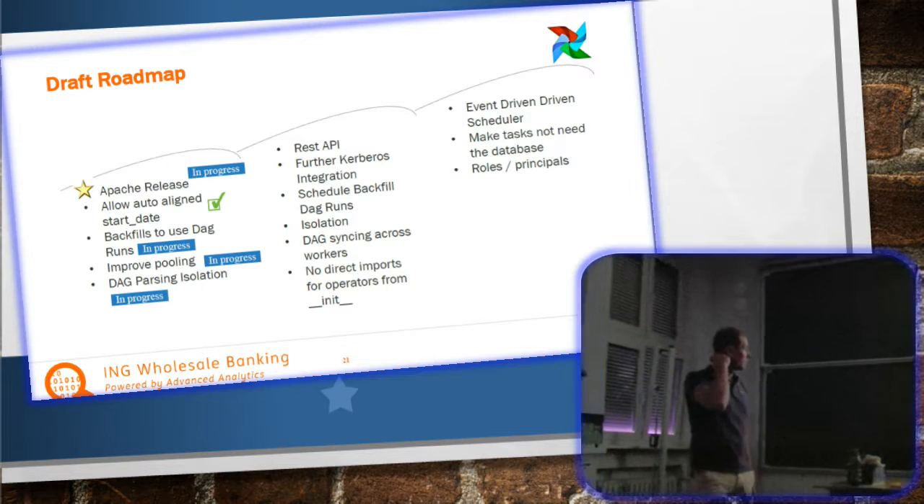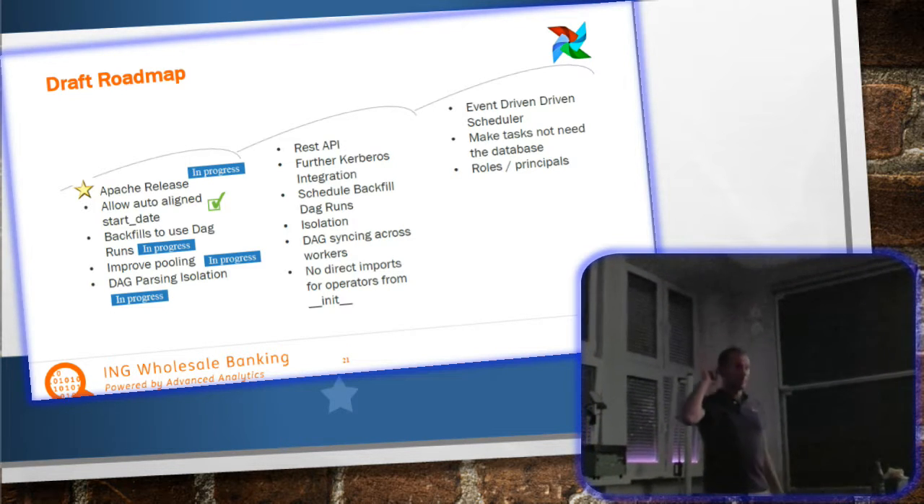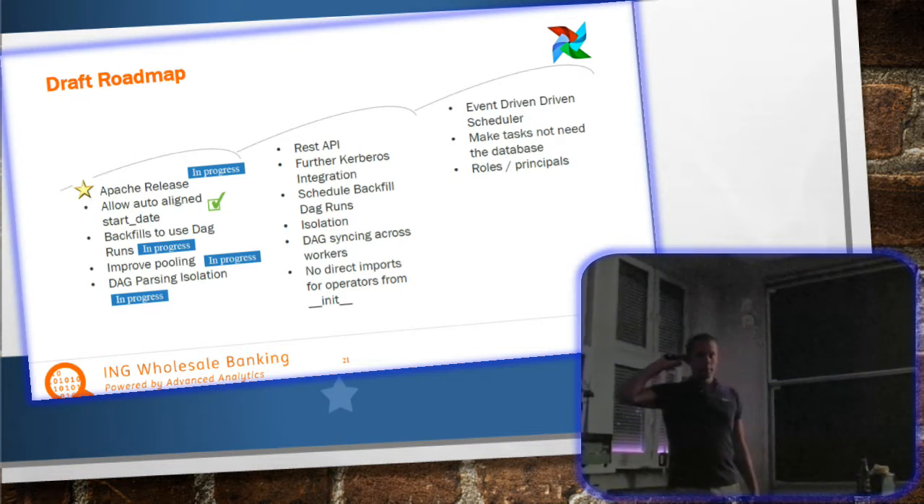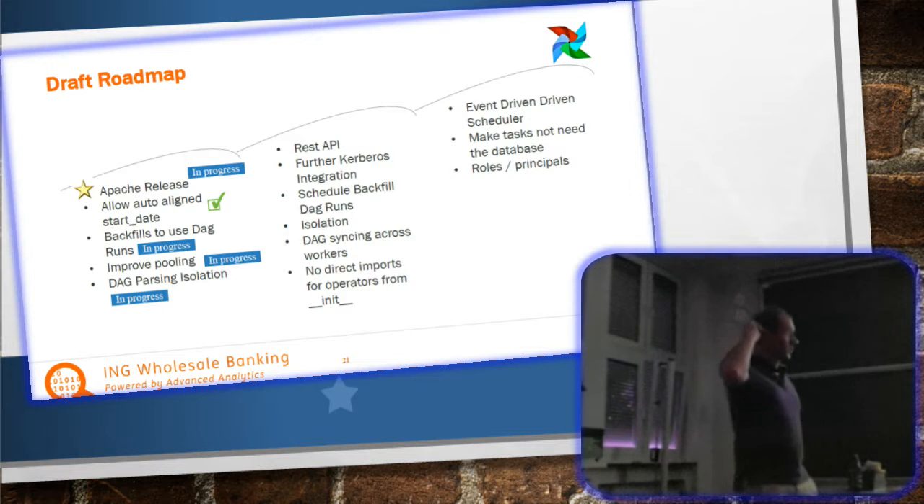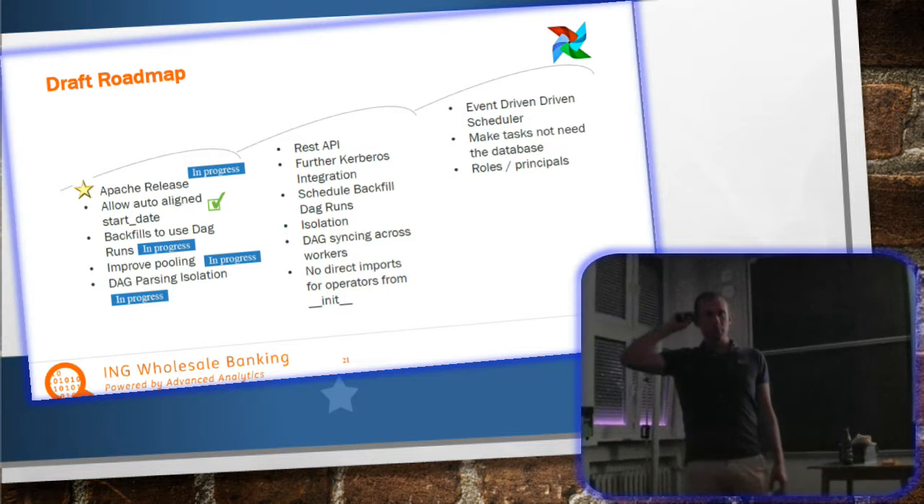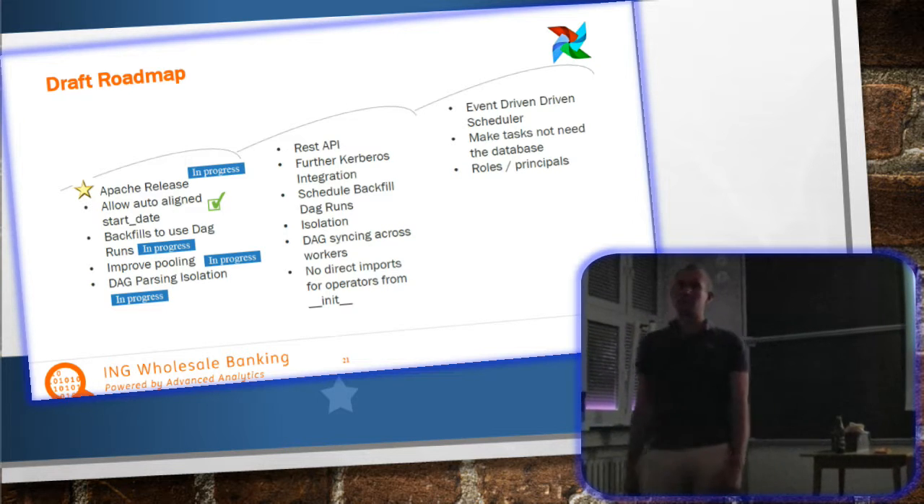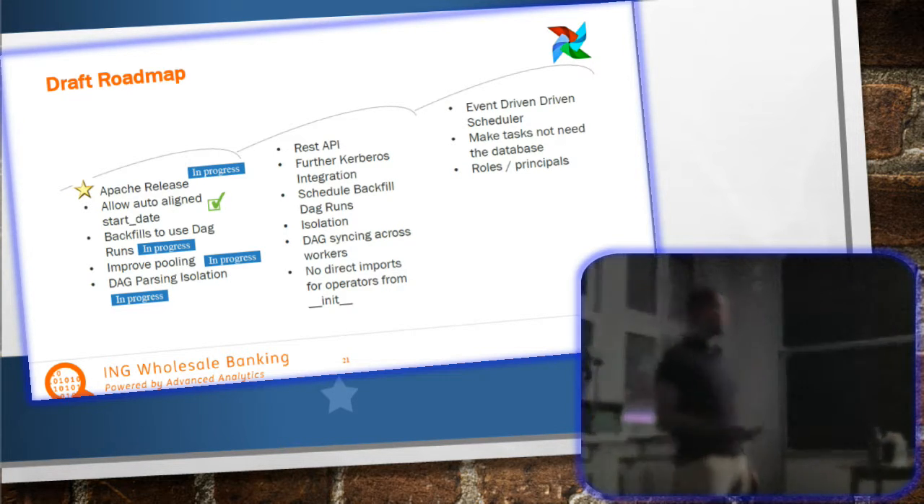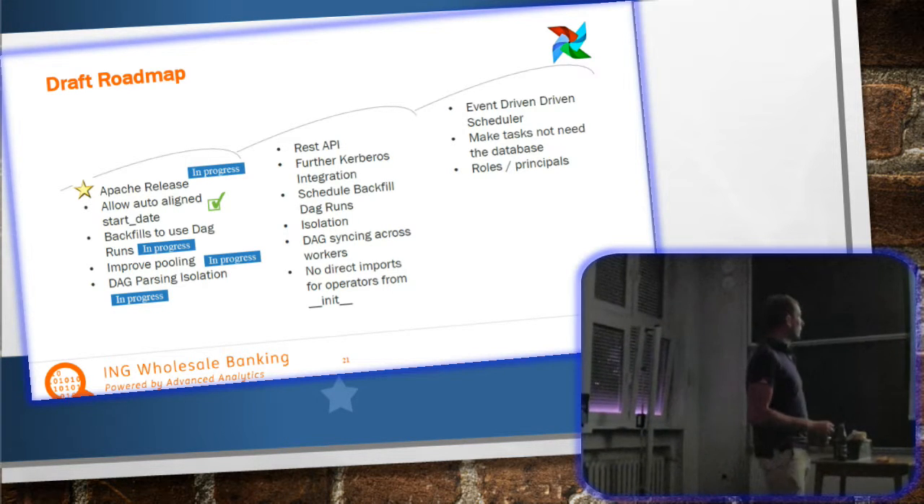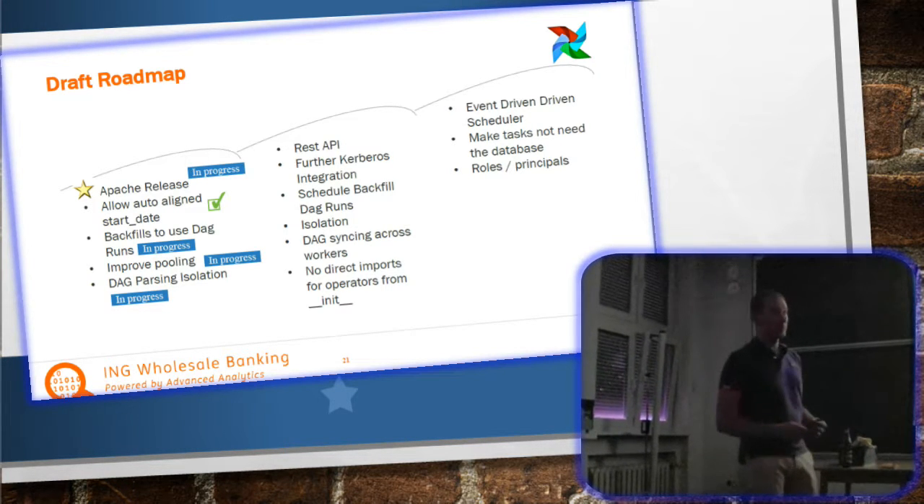Okay, so the last bit. Draft roadmap, what's going on? What are we working on? The Apache release, well, it's in progress. It's been in progress since June, to be honest. But due to holidays and people not being there, and sometimes the challenges of doing the license checks and compliance checks with Apache, it's not as fast as we want, but I think we're pretty close.